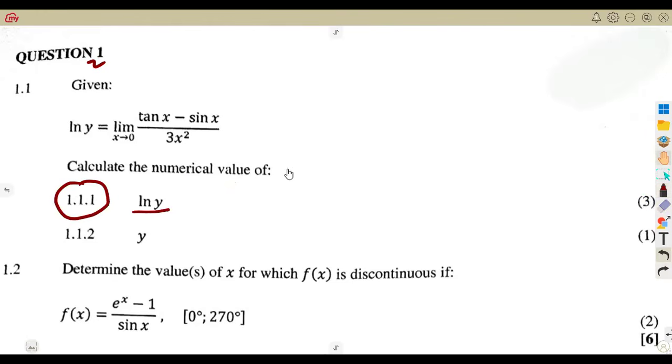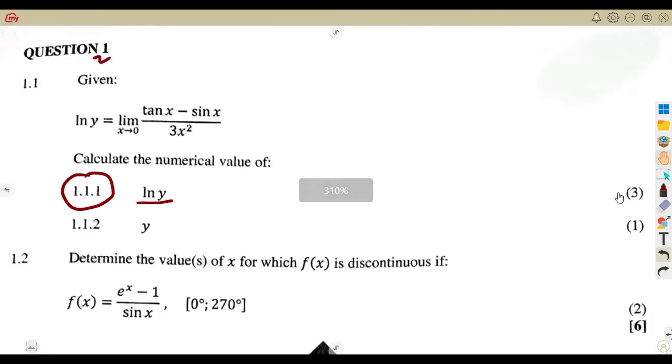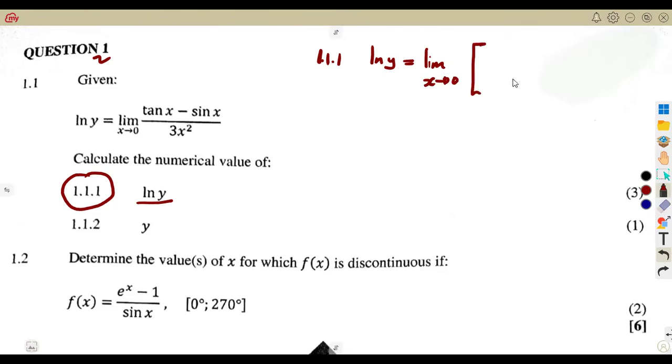I talked about this in the introduction of our limits and continuity, that if you're given this consideration, you're supposed to work the ln as it is. That is 1.1. We are given that ln y, the ln is just a logarithm. Remember, this is just a logarithm, which is in the base of e. So this is equal to the limit as x approaches 0. Then we've got, just going to put this in a bracket, tan x minus sin x over 3x squared.